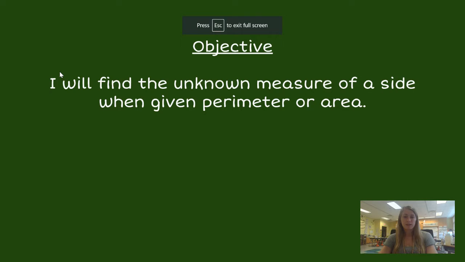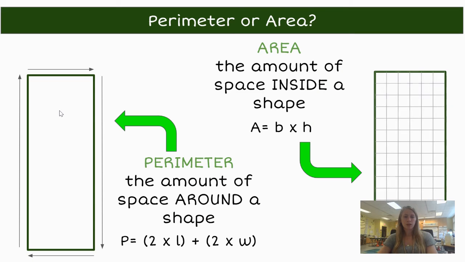So today's lesson is lesson 13.4. Our objective for today is I will find the unknown measure of a side when given either the perimeter or the area. So we're going to think of this lesson like a puzzle. They give us some of the pieces, but we don't have all of it, and we're left to find out that missing piece. So let's review perimeter and area.